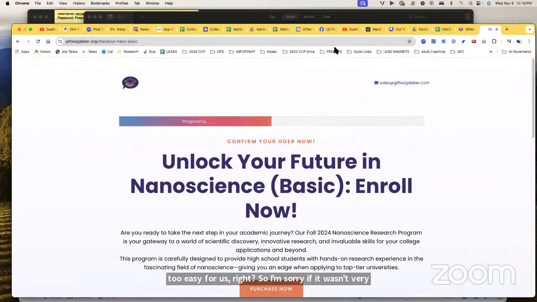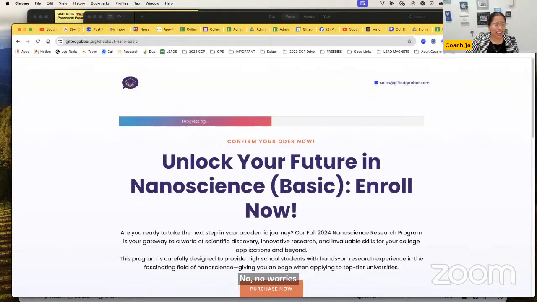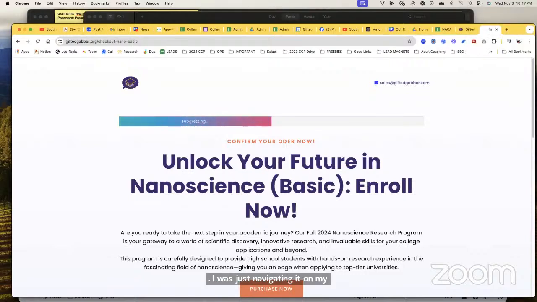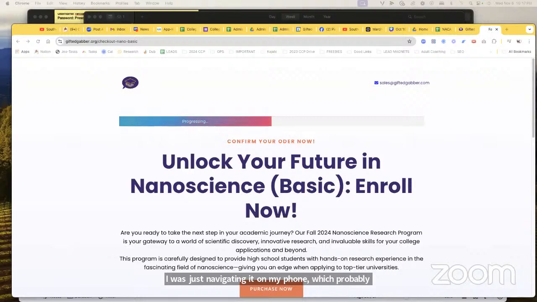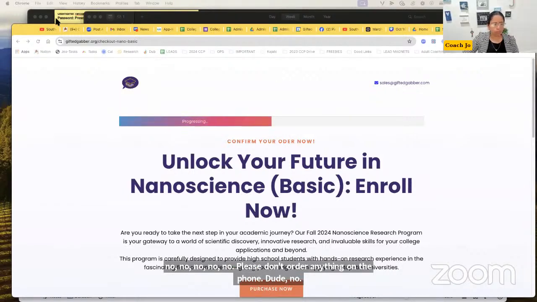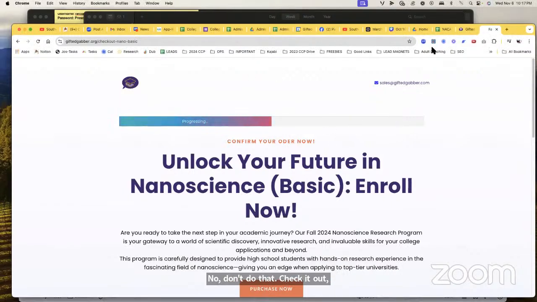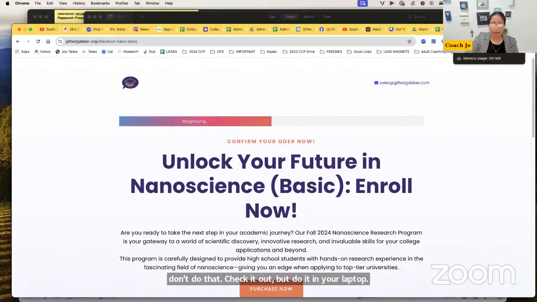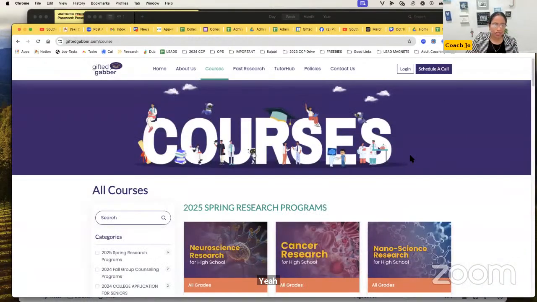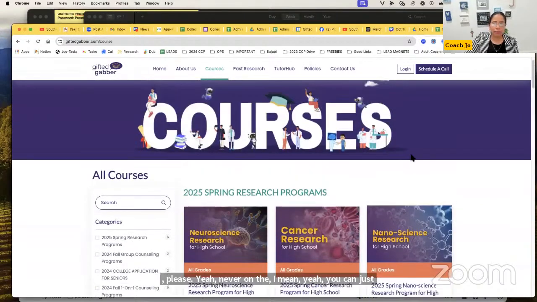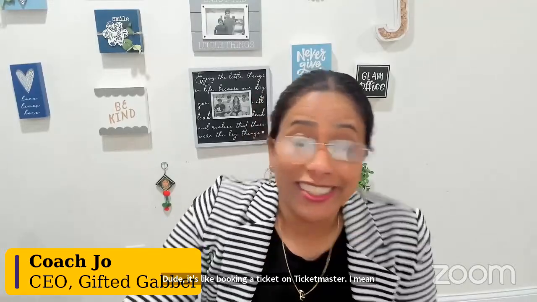No worries. I was just navigating it on my phone, which probably wasn't making it easier. Please don't order anything on the phone. Check it out, but do it on your laptop. You can just glance through it, but it's so tiny. It's like booking a concert ticket on Ticketmaster. Is that even possible, to look for which seat it is? That's how a cell phone is, right?